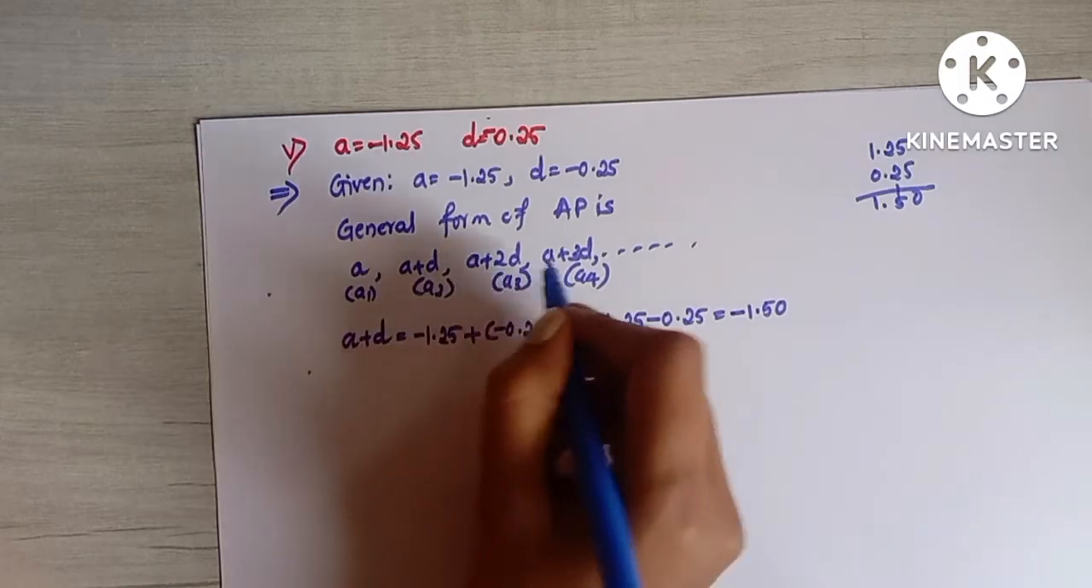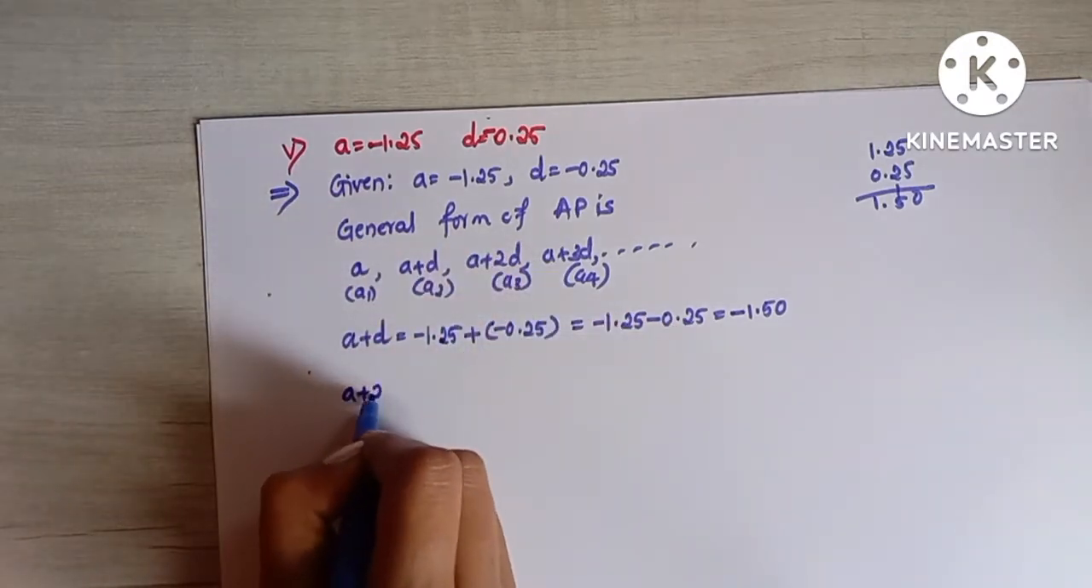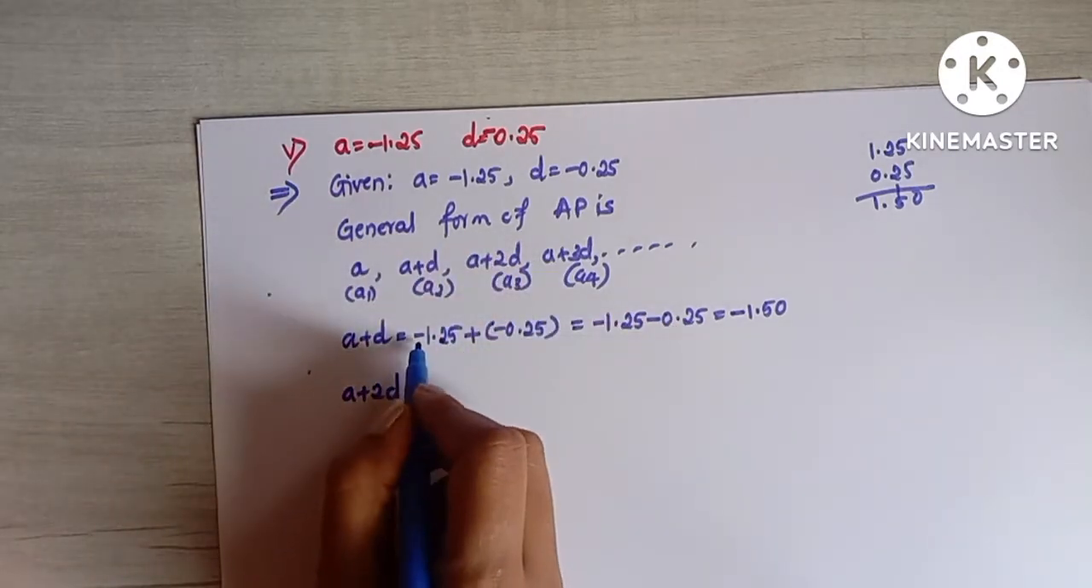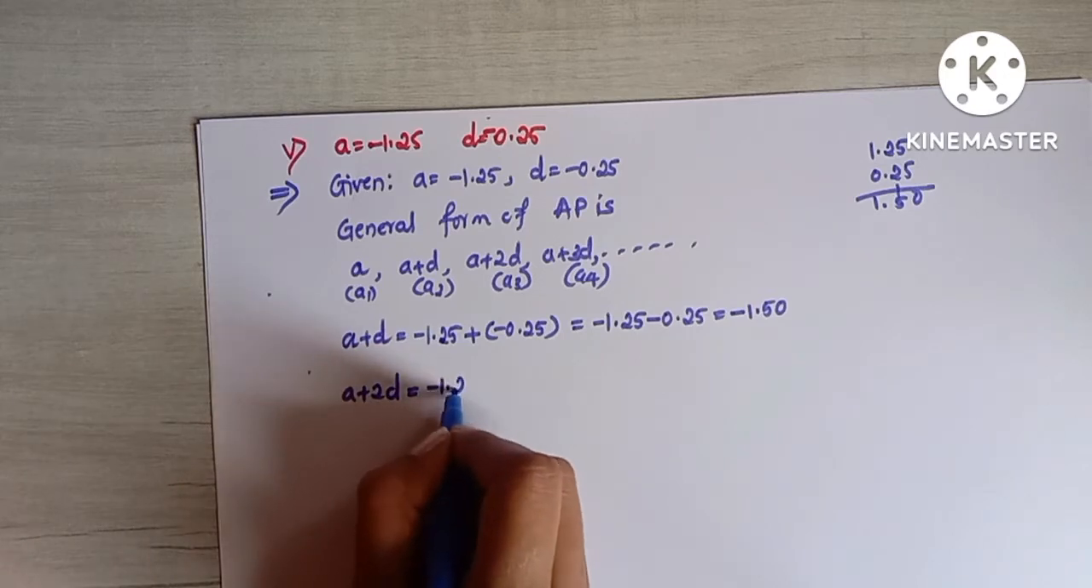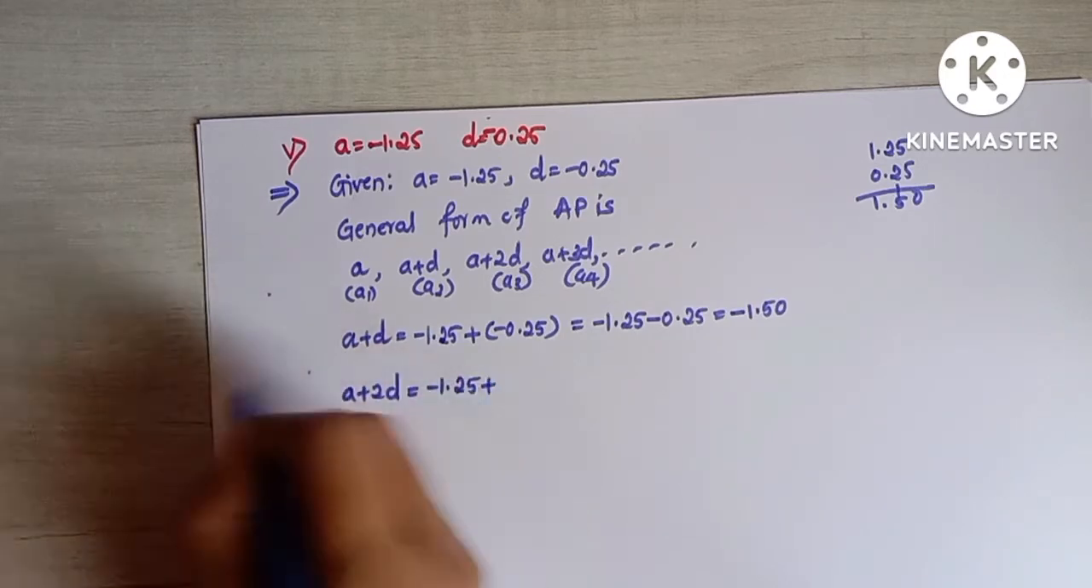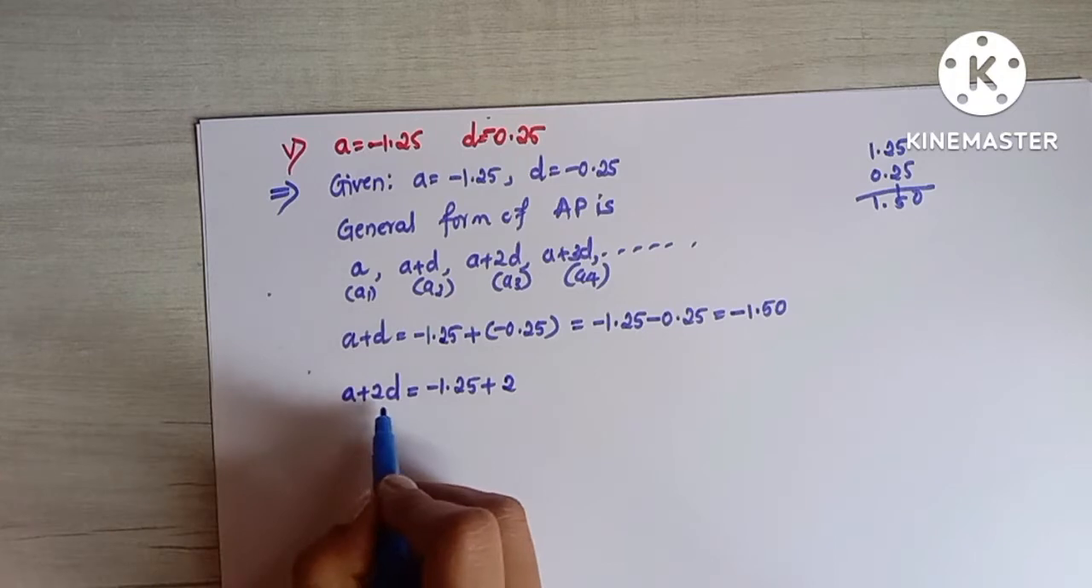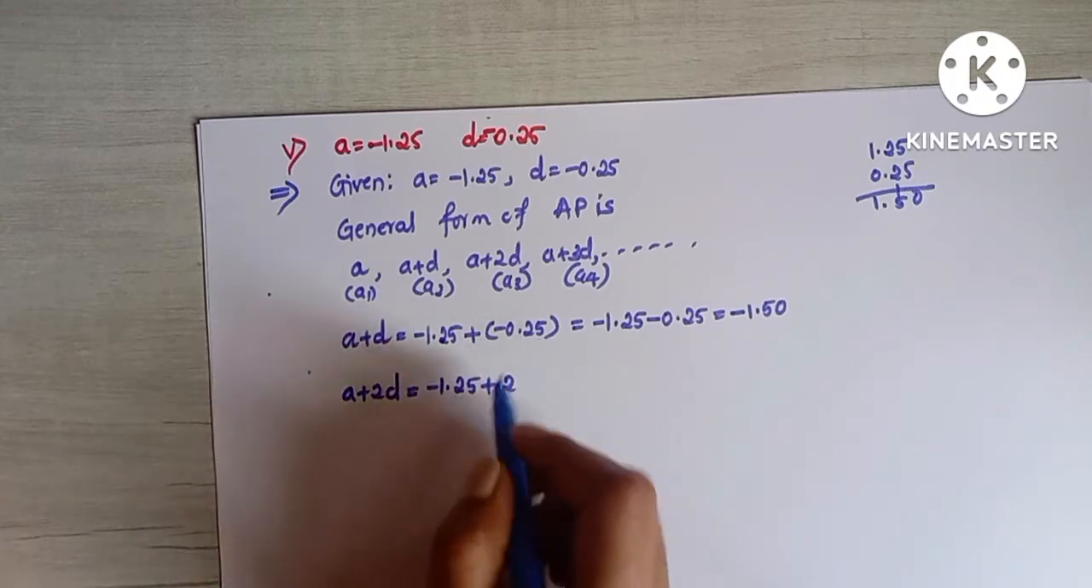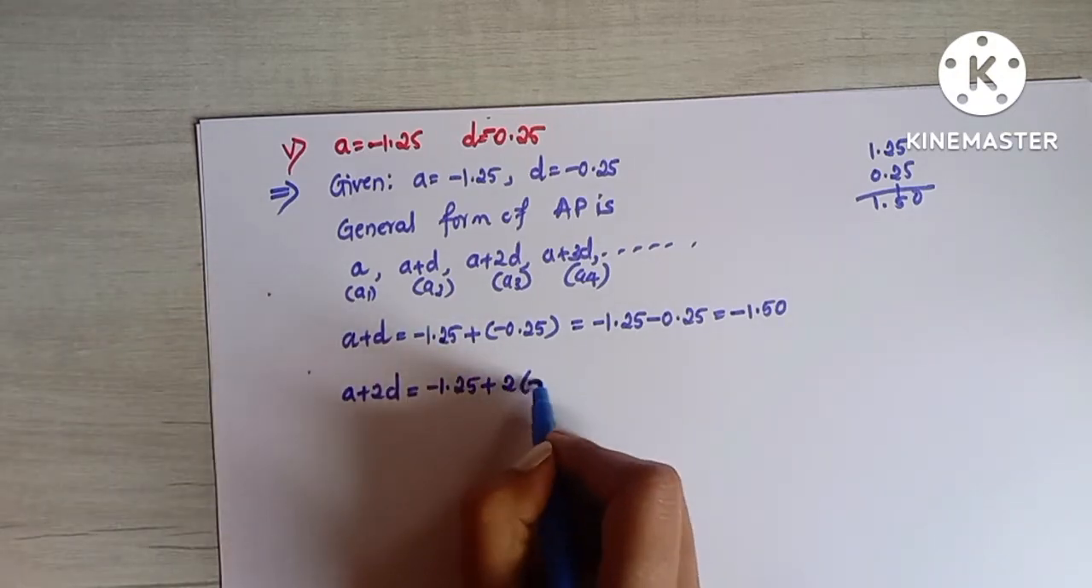So let us calculate a plus 2d. In place of a we have -1.25, plus 2 as it is, d is -0.25. Therefore we have to put a bracket.